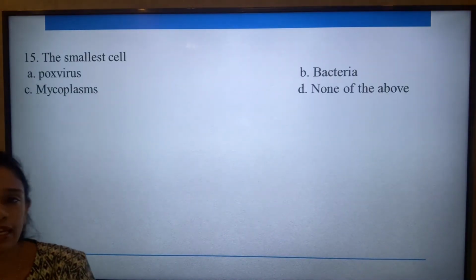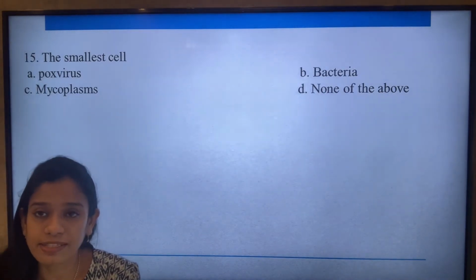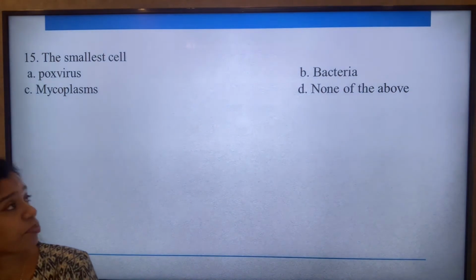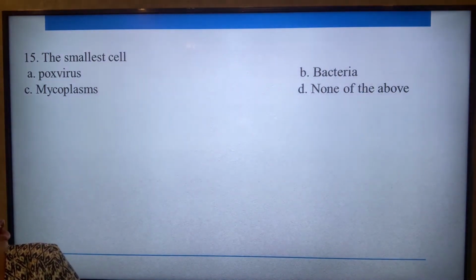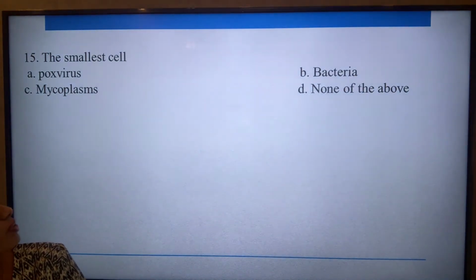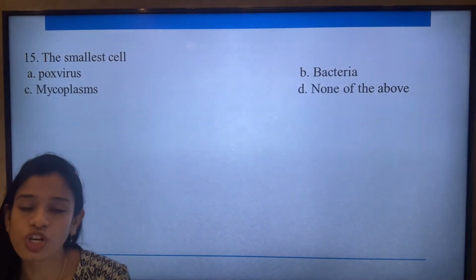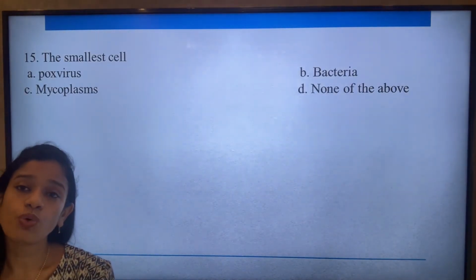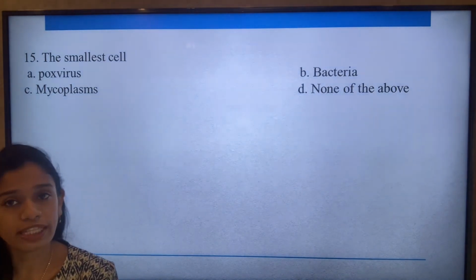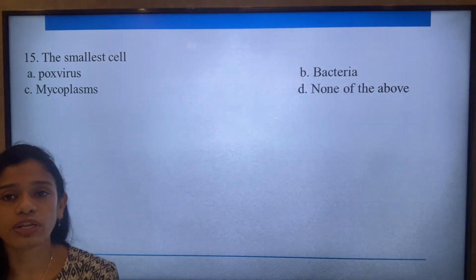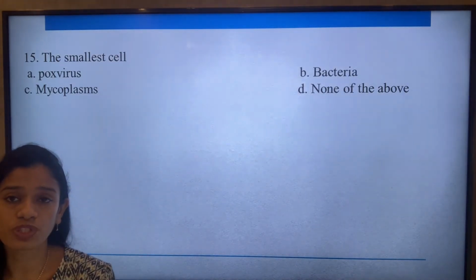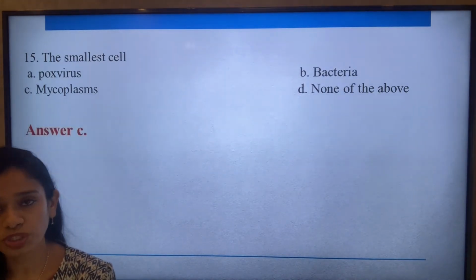The smallest cell. Now we have talked about the largest cell, that is the egg of an ostrich. So which is the smallest cell? Is it the pox virus, the bacteria, or the mycoplasma, or none of the above? The correct option is mycoplasma. It is the known smallest cell in the world. It is still smaller than that of the pox virus. So it is the mycoplasma which is the smallest cell. So it is option C.